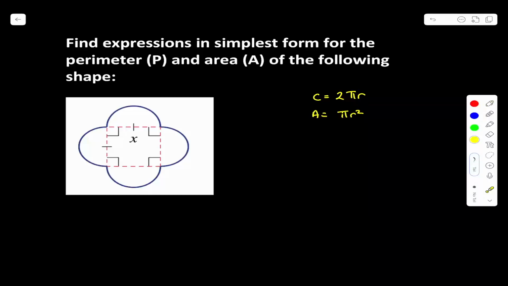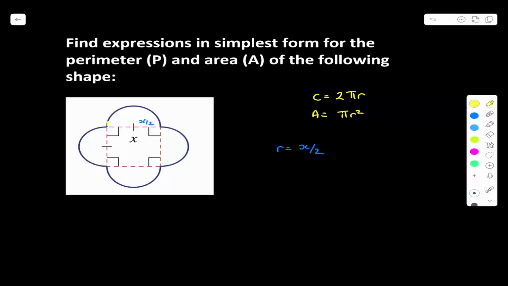So all we're told is that this distance, which is the same as this distance, which is the same as this distance, which is the same as this distance, is x. So this distance, which is the radius of a circle, is given by half of that. So let's write that in. The radius is just x on 2, because the diameter is x, so the radius has to be x on 2.